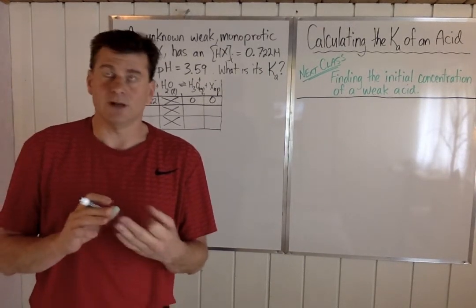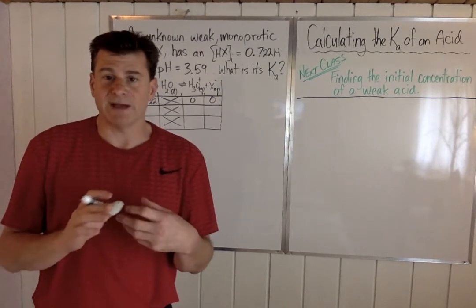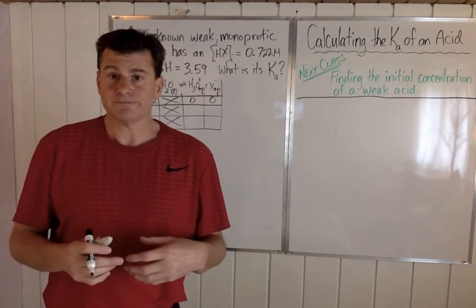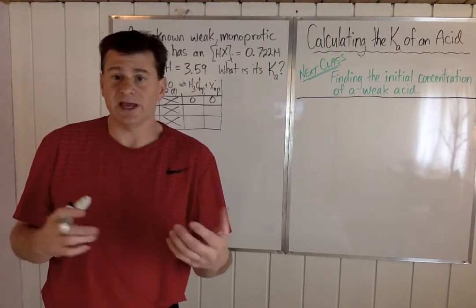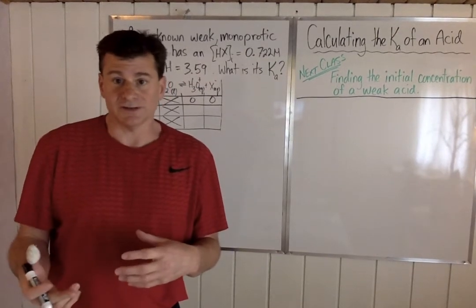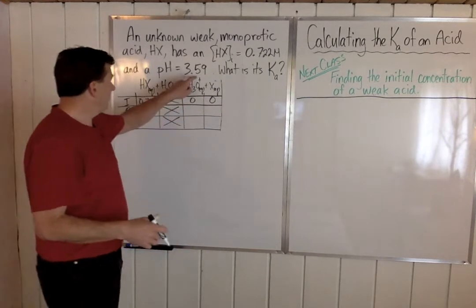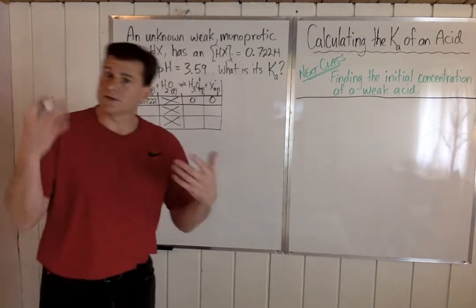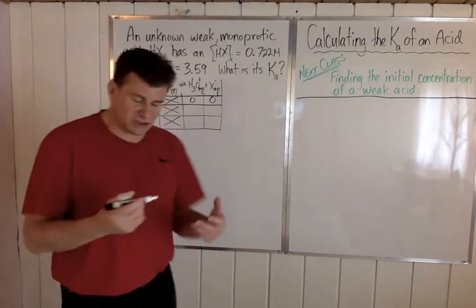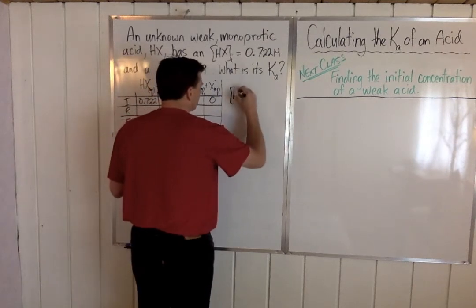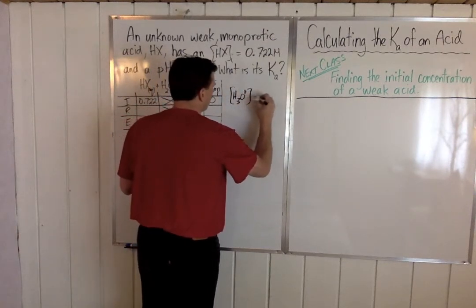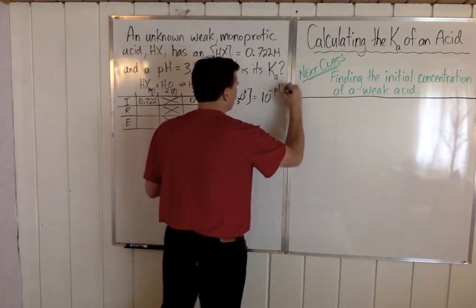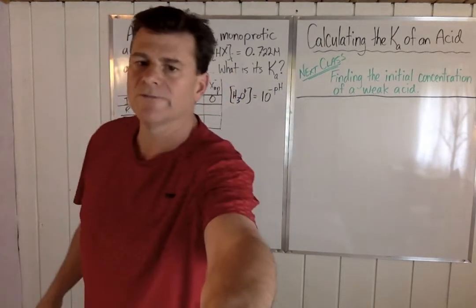pH is not connected mathematically to the HX concentration. pH is a measure of hydronium, and you have to remember that. So anytime you're given a pH, it's like you're being given the hydronium concentration. So this pH right here, that 3.59, is given so that we can figure out the hydronium. So you have to go back and say to yourself, well, how do you get the hydronium from a pH? Hydronium concentration equals 10 to the power of negative pH.